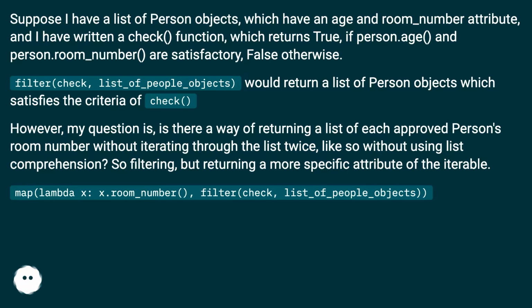of check. However, my question is: is there a way of returning a list of each approved person's room number without iterating through the list twice, like so, without using list comprehension? So filtering, but returning a more specific attribute of the iterable. map(lambda x: x.room_number, filter(check, list_of_people_objects)).